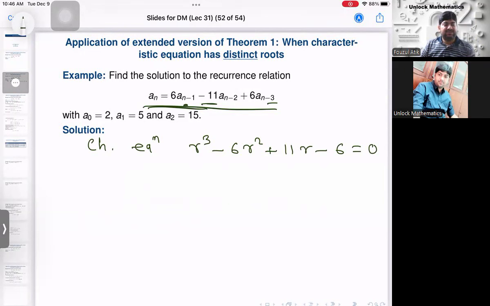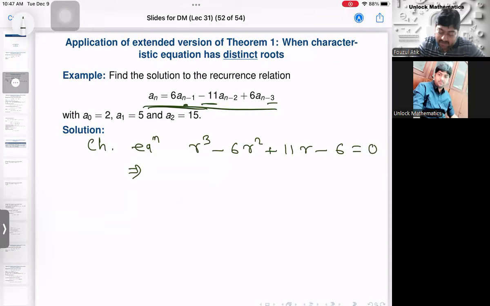Right? So we will have to check whether these are distinct roots or not. Now this is of degree 3, so we can extend that theorem and get the solution. So if I solve it, what will you get? How to solve a degree 3 polynomial equation? We can use the vanishing factor method, find a solution by trial and error.